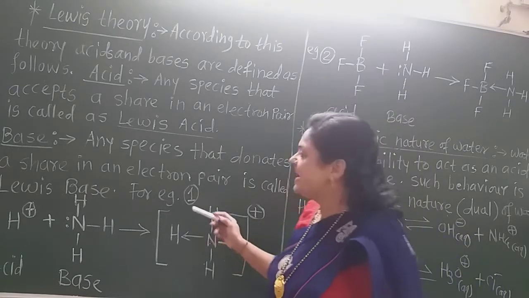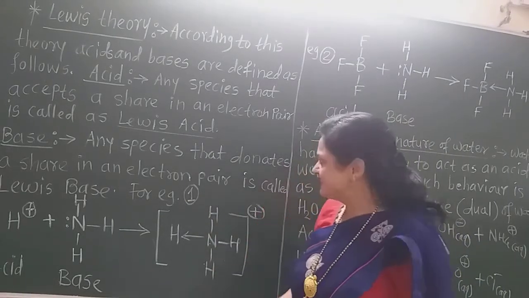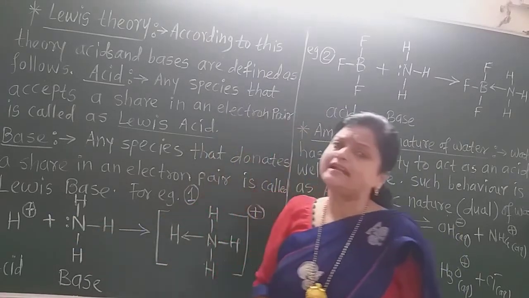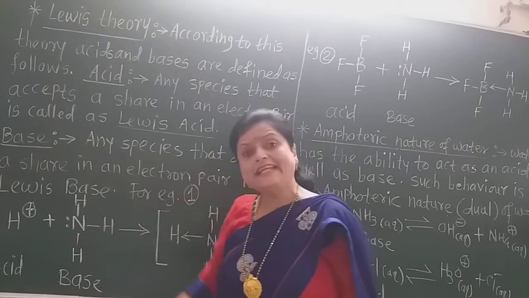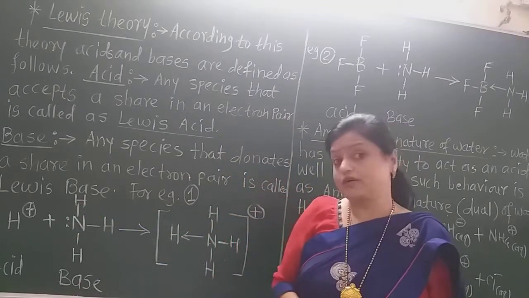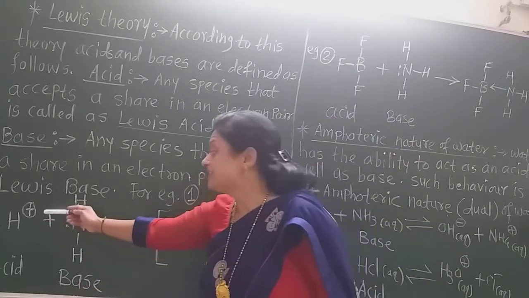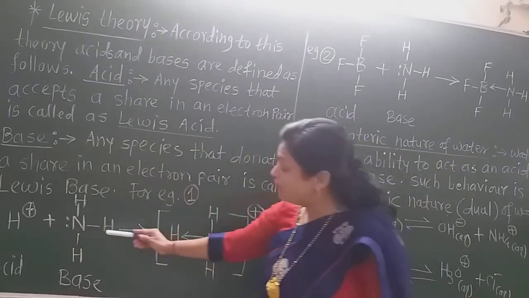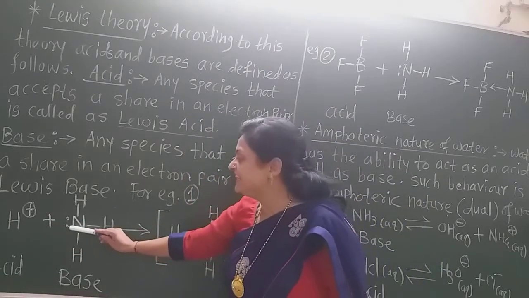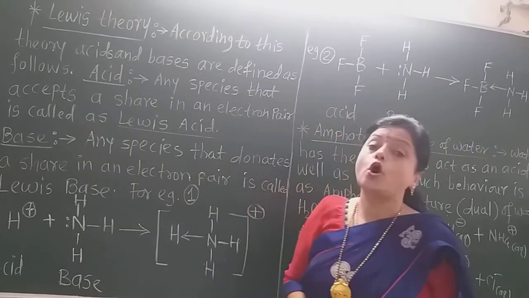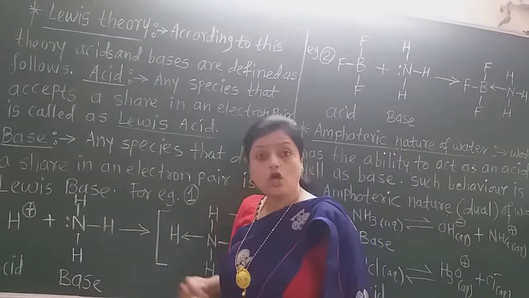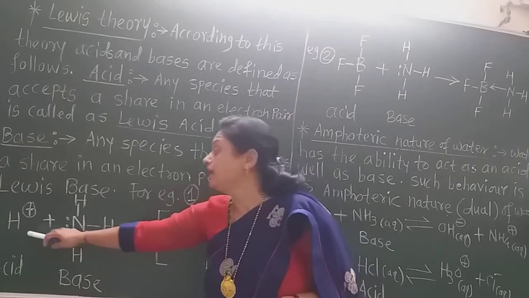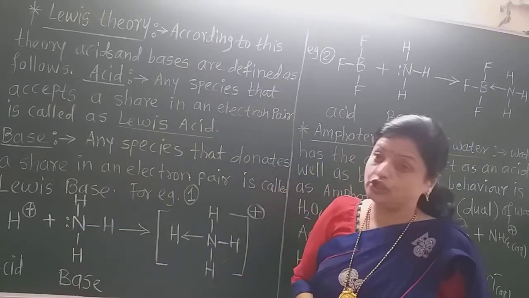Now see here the example of a Lewis acid base. This is the H plus ion. We know that as it is a proton, it has a strong attraction towards the electron pair, so this H plus acts as the acid. And this is ammonia, NH3, and here is the extra lone pair of electrons on the nitrogen of ammonia. So this nitrogen can donate this electron pair to this H plus.